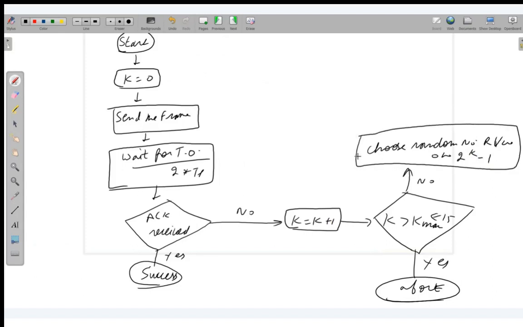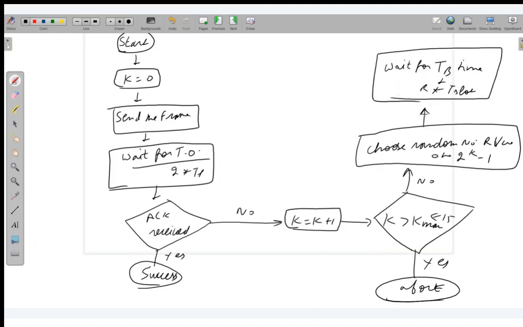And then you will say wait for TB time. TB time means back off time. TB time is R into T slot. T slot can be given to you in the GATE exam, whether it is transmission time, propagation time, 2 into propagation time, and so on. It can give you anything. Let me write it, no problem. T slot can be TP, TT, 2 into TP. Whatever may be the case, they can give.